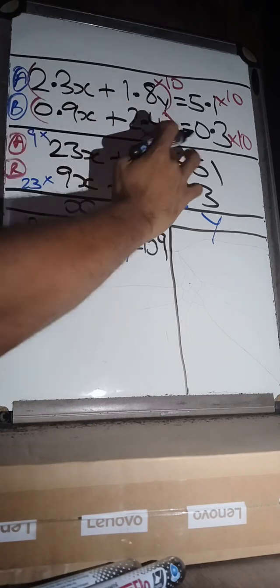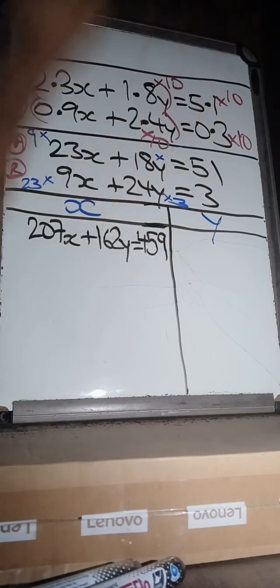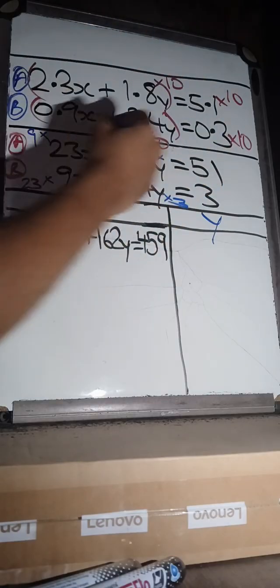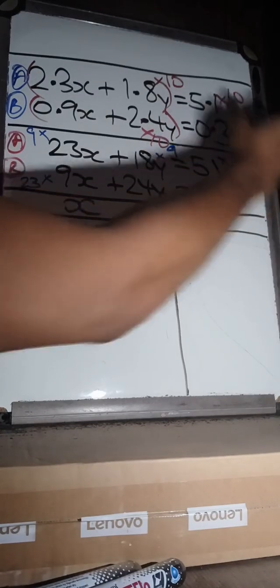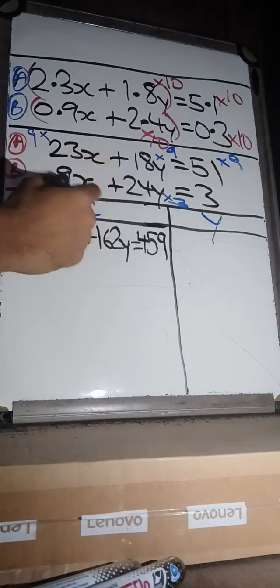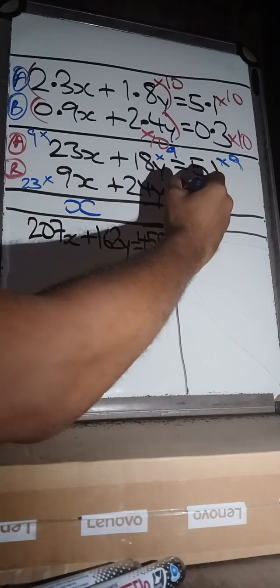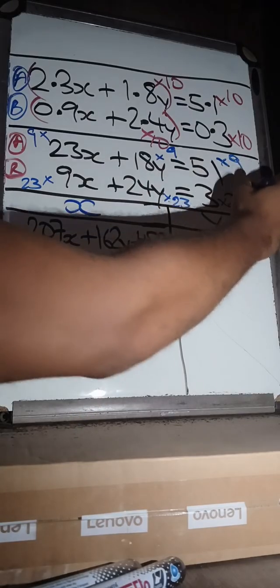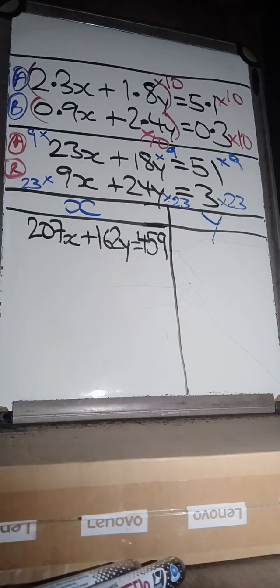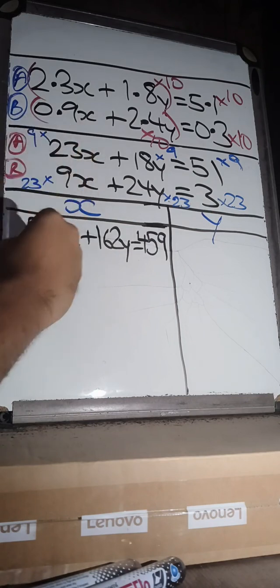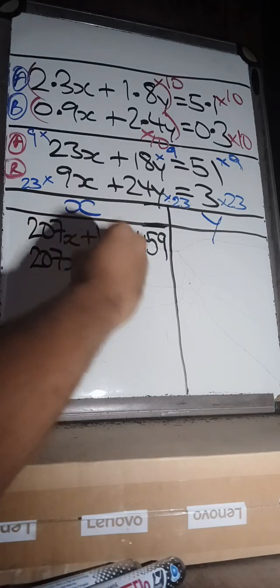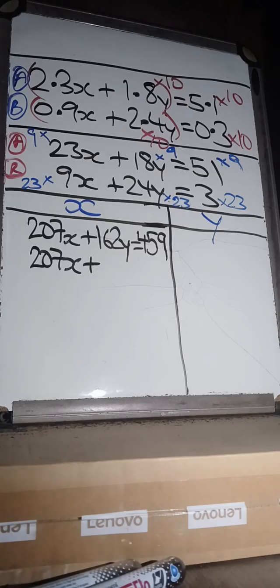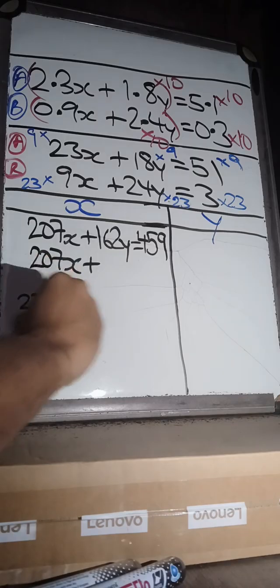Multiplied all of these by 9. So multiply this by 9, this by 9, this by 9. Now down here, we'll multiply everything by 23. So, how is this going now? This is the 207x that we got from before. So now we have 23 times 24. Well, fine. That's not hard to do.